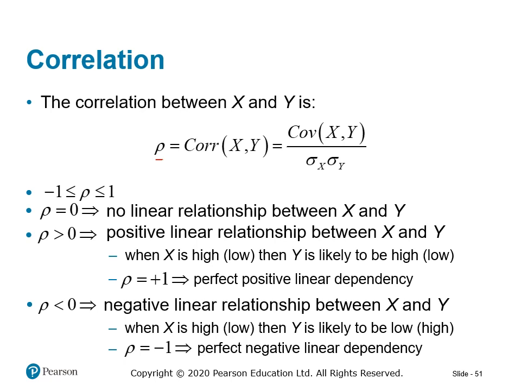If rho is negative, that means we have a negative linear relationship between x and y. When x is high, y is likely to be low, and when x is low, y is likely to be high. If rho is equal to -1, then we have a perfectly negative linear relationship. If x goes up by 5%, y will go down by 5%.